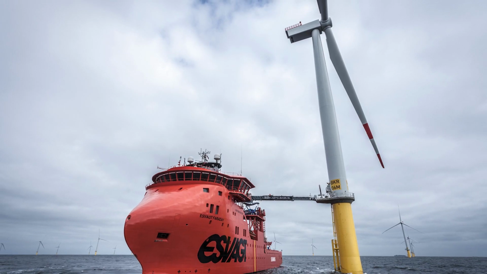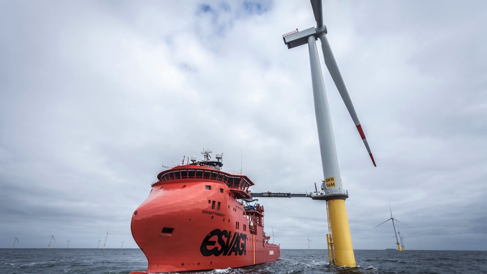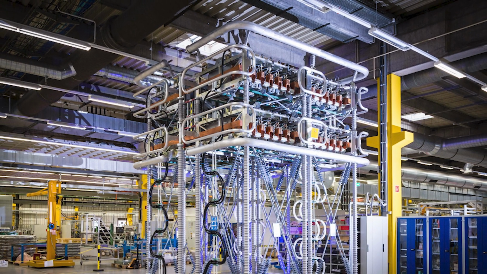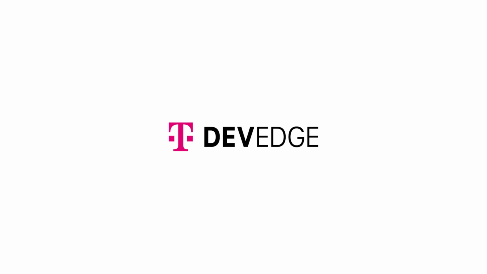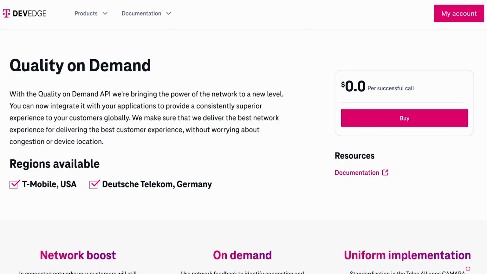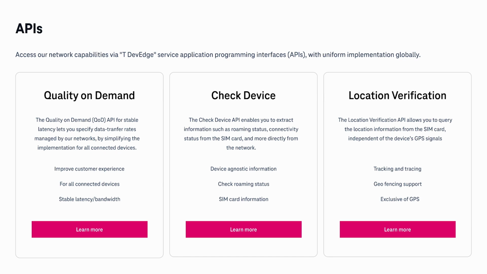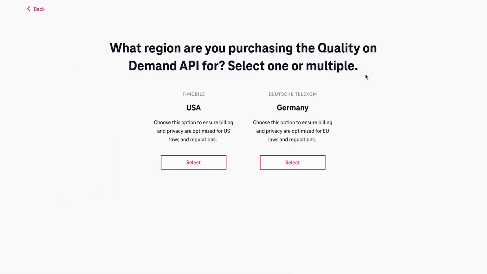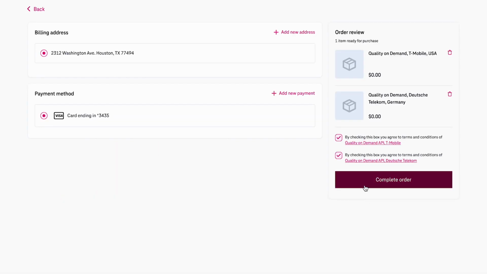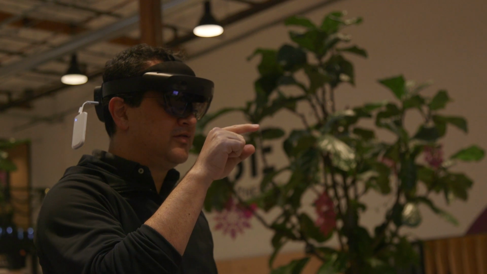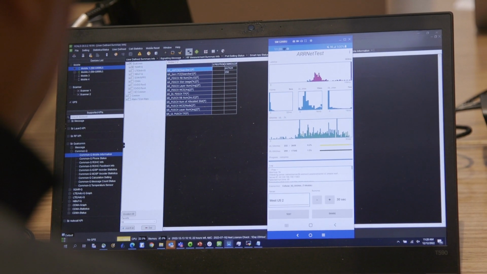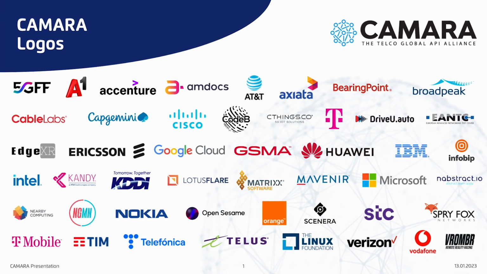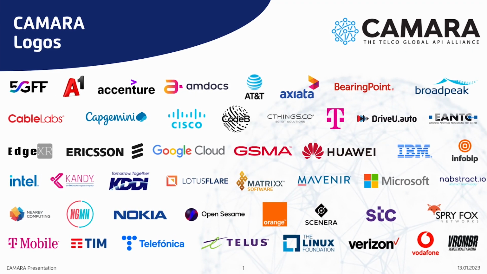It is critical to have seamless access to such APIs across telco networks and countries. Deutsche Telekom and T-Mobile US have built T-Dev Edge, a global platform to expose APIs like quality on demand, verify location, and device status. Developers and partners from both sides of the Atlantic can easily order and access the same APIs. Both in Germany and in the US, we have lab environments for customers to use and test the APIs. The APIs are all defined in CAMARA, the Telco Global API Alliance.